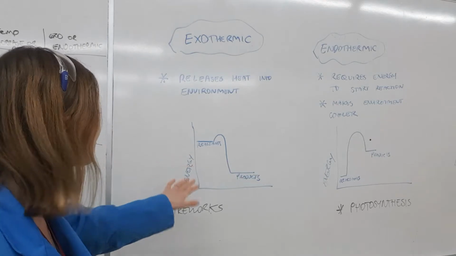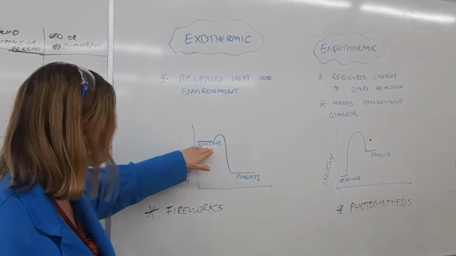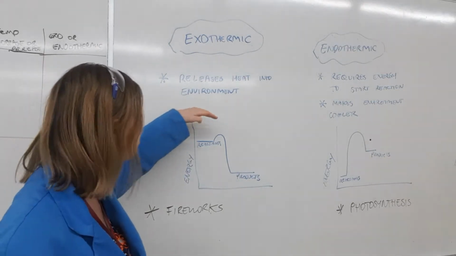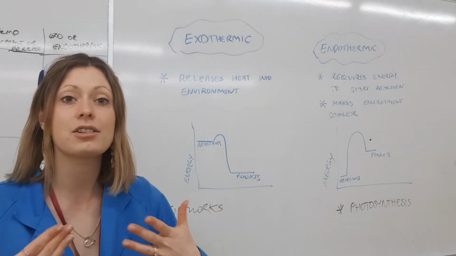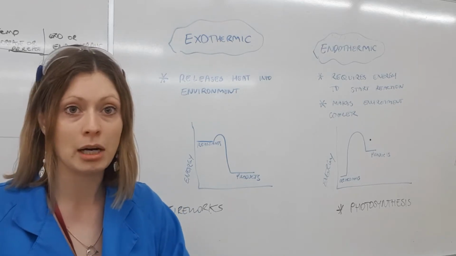So we've got a graph here. Up here, guys, is the amount of energy. So you can see reactants, we start off with a lot of energy and then it gets all released and the products end up with less energy. So that's exothermic. So we are releasing energy or heat into the environment.